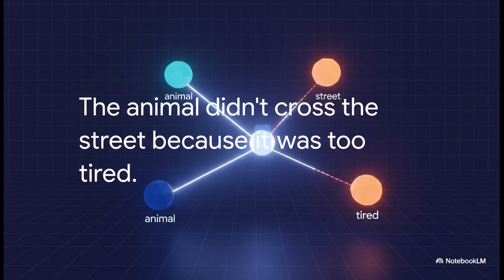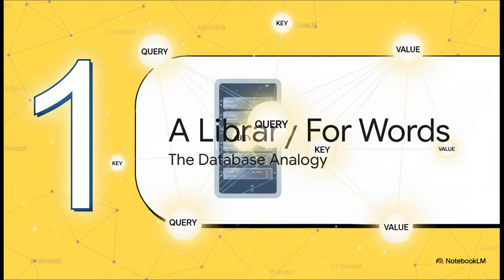But what if we change just one single word? What if the sentence was, because it was too narrow? All of a sudden, it flips and points to the street. That little switch, that's context. And teaching a machine to see that difference is the entire breakthrough. So how do they do it?